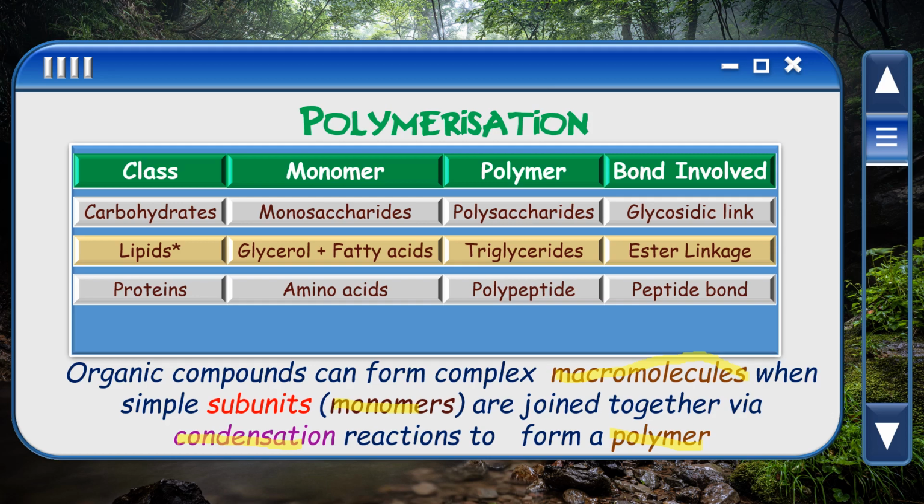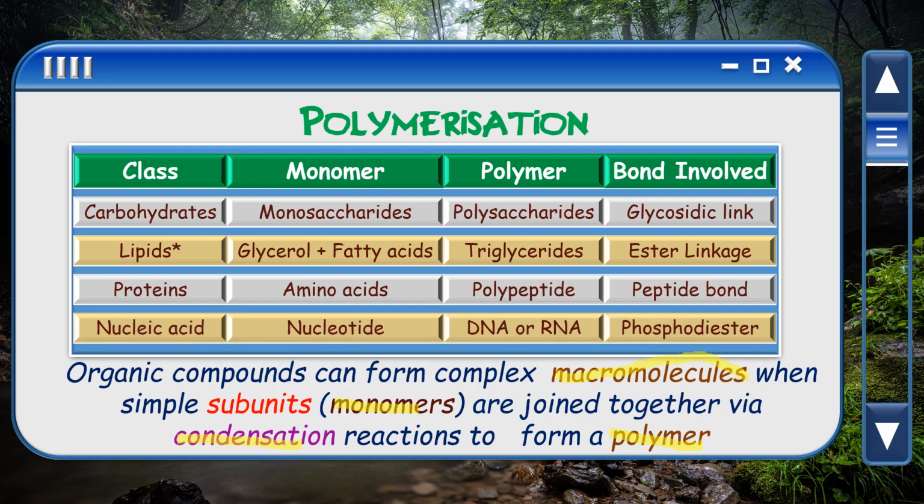Another class are the proteins. Proteins, their monomers are amino acids. The amino acids, when they react with other amino acids, they form what we call polypeptides. And the bond between the amino acids are the peptide bonds.